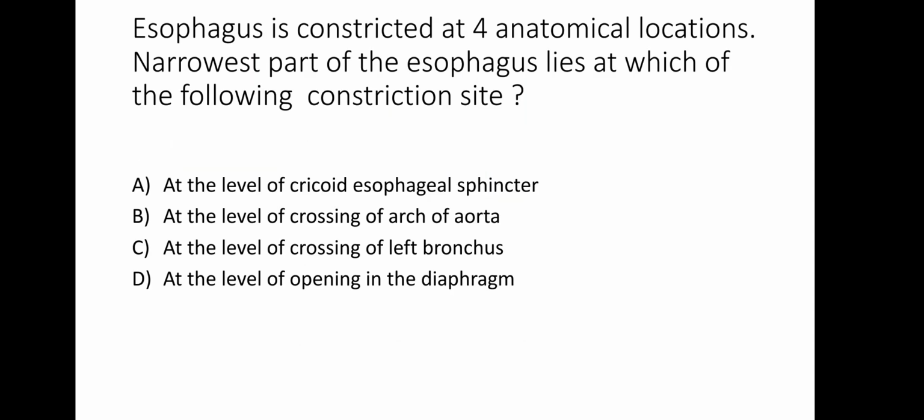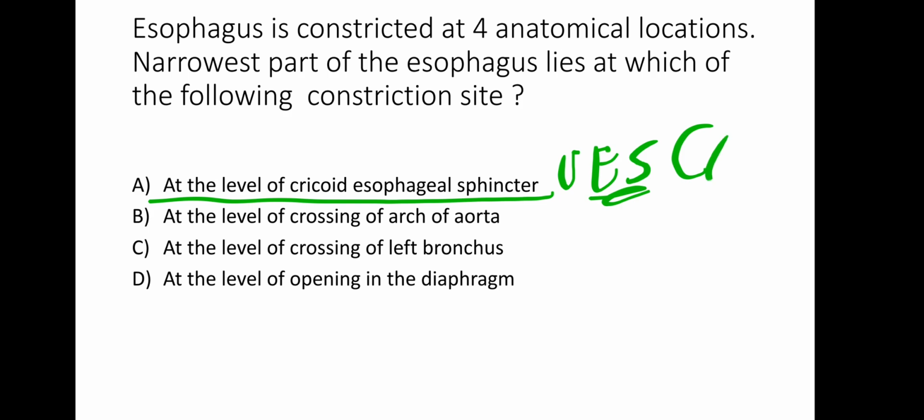So coming back to the question, esophagus is constructed at 4 anatomical locations, as we saw now. Narrowest part of the esophagus is at which level? It is at the level of cricoesophageal sphincter, or it is at the level of upper esophageal sphincter. It is at the level of C6 vertebra. It is about 6 inches from the upper incisor teeth. Everything is at this level.